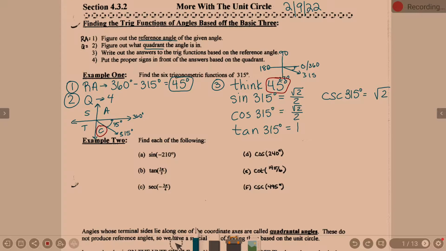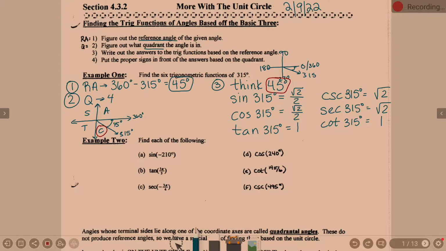Okay, let's see. Cosine of 315, so what about the secant of 315? Square root of 2 again. And what about cotangent of 315? It is 1. The reciprocal of 1 is 1.